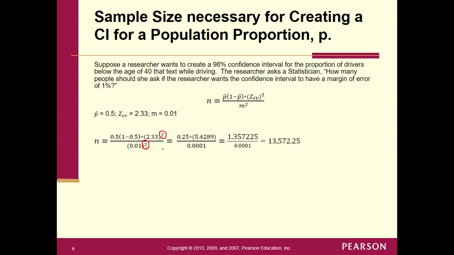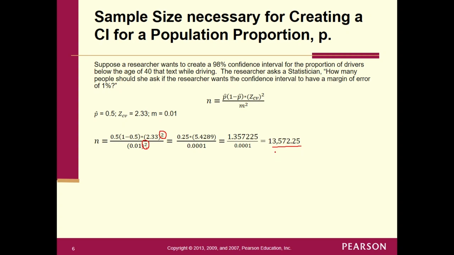All right. So when I squared 2.33, I got 5.4289. When I squared 0.01, I got 0.0001. However you want to do this, you can throw it all in your calculator at once, I don't care. Okay, I just broke it down in little pieces. Okay. So once I figured it all out, I got a sample size of 13,572.25. Wow. Does somebody see any problems with this?